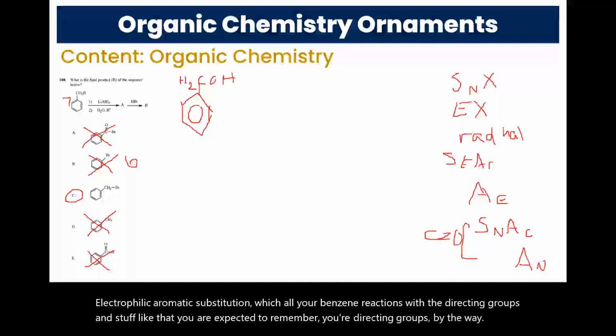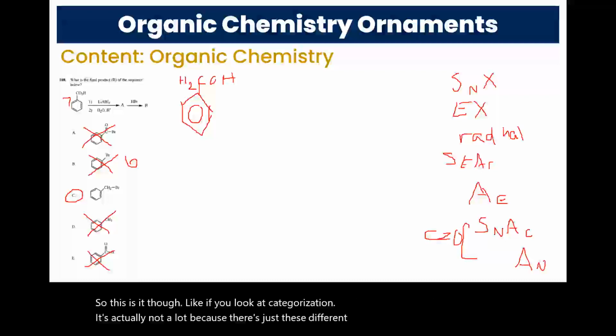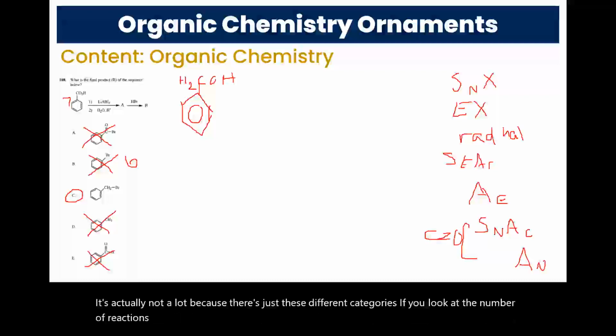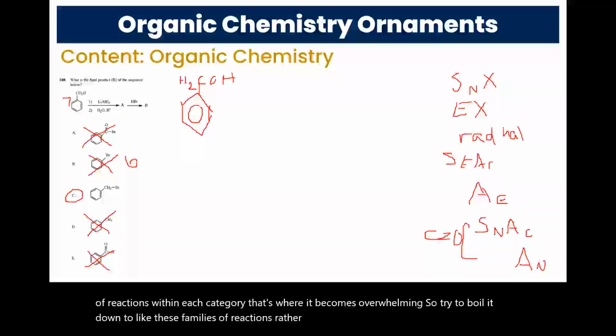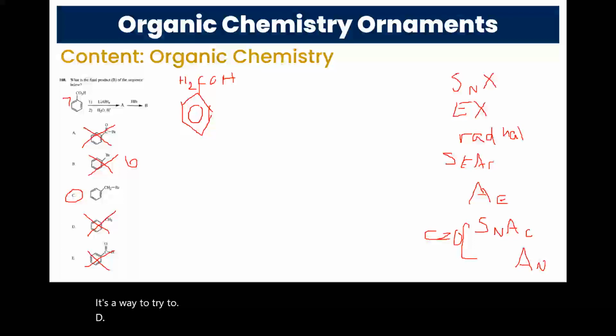So this is it, though. If you look at categorization, it's actually not a lot, because there's just these different categories. If you look at the number of reactions within each category, that's where it becomes overwhelming. So try to boil it down to these families of reactions rather than every reaction being on its own. Does that make sense to everybody? It's a way to try to decomplexify organic chemistry for yourself.